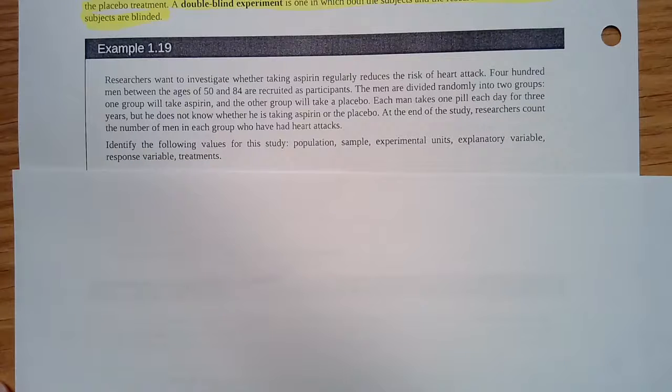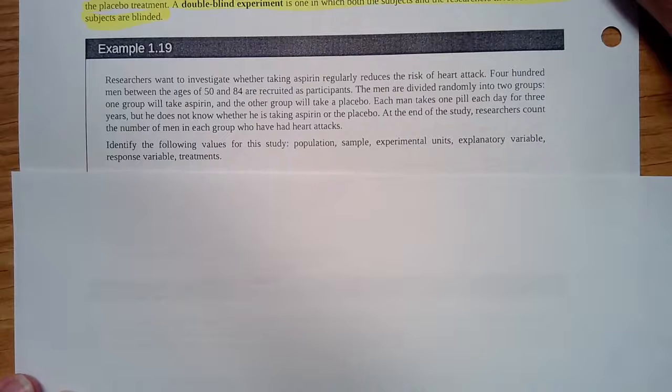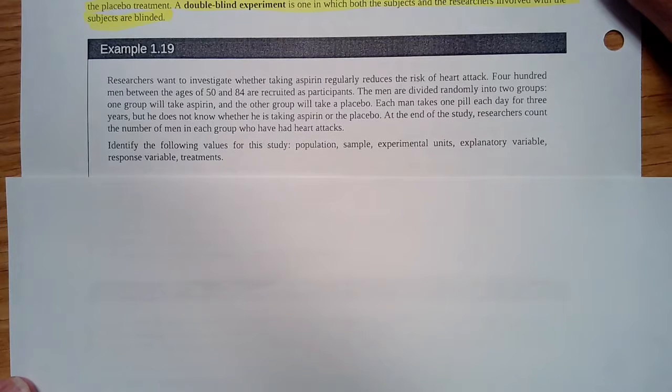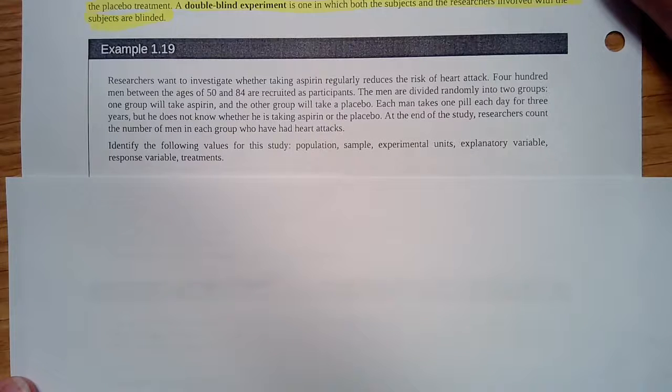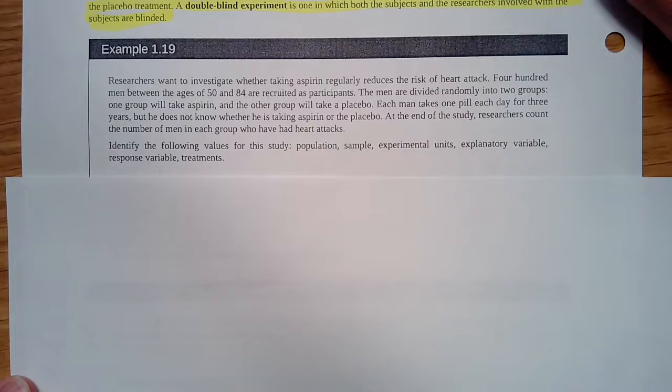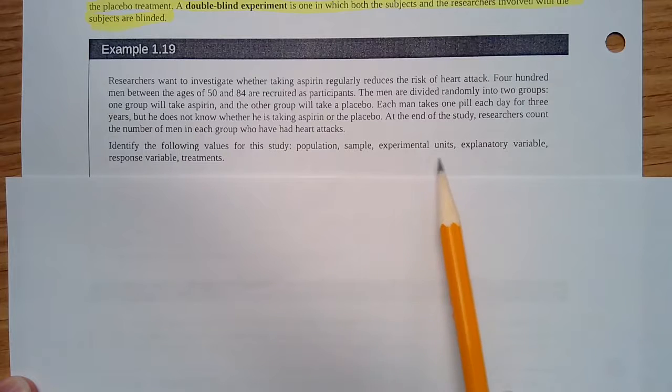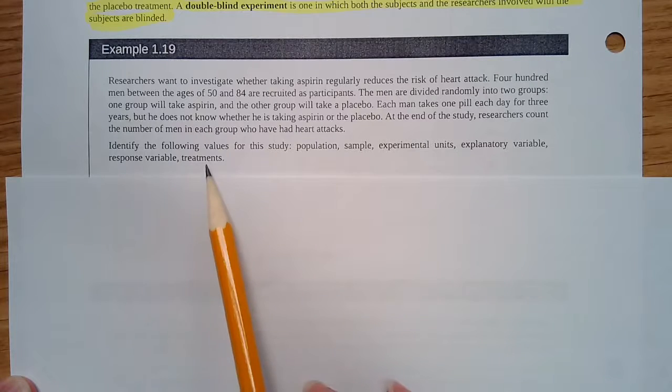Let's take a look at example 1.19. Researchers want to investigate whether taking aspirin regularly reduces the risk of heart attack. 400 men between the ages of 50 and 84 are recruited as participants. The men are divided randomly into two groups. One group will take aspirin, the other will take a placebo. Each man takes the pill each day for 3 years, but he does not know whether he's getting aspirin or the placebo. At the end of the study, researchers count the number of men in each group who have had heart attacks. Let's identify these values: population, sample, experimental units, explanatory variable, response variable, and the treatments.